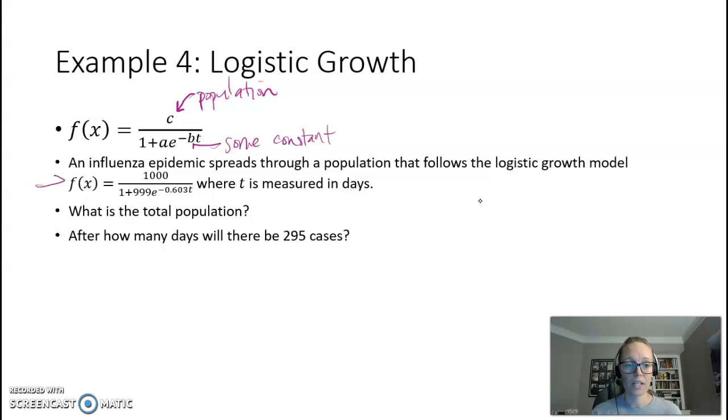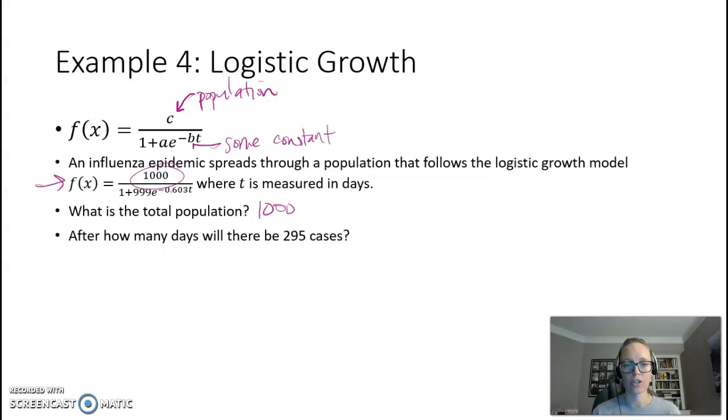So in this one, a formula is given to you. This is pretty common for that formula to be given to you. And the first question it's asking is, what is the total population? So we just need to understand what the formula is. Total population comes from that number on the top, so we can see that that total population is 1,000.